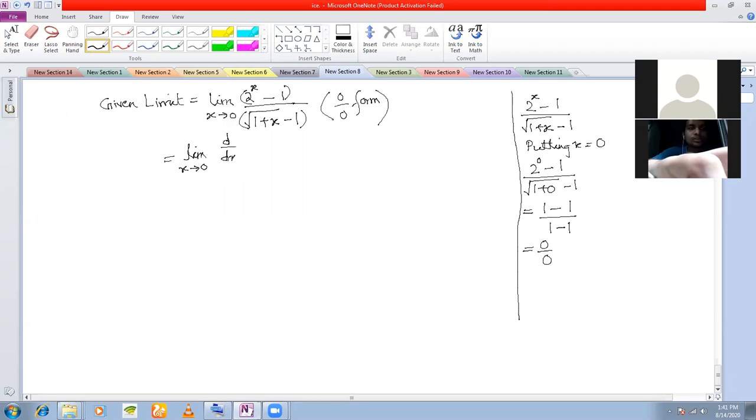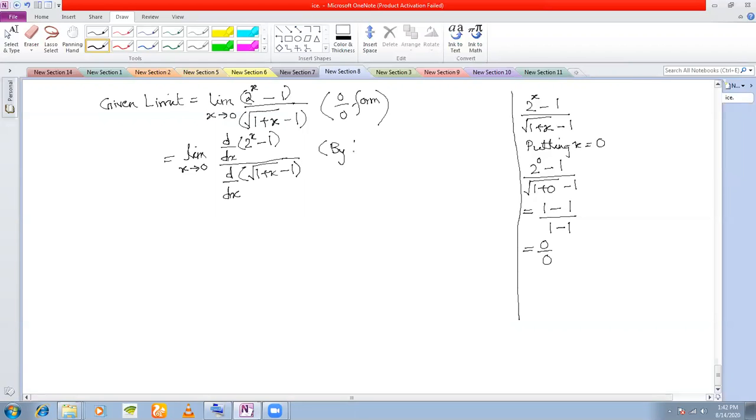d/dx of 2 to the power of x minus 1, divided by d/dx of root 1 plus x minus 1. This is by L'Hospital's rule.